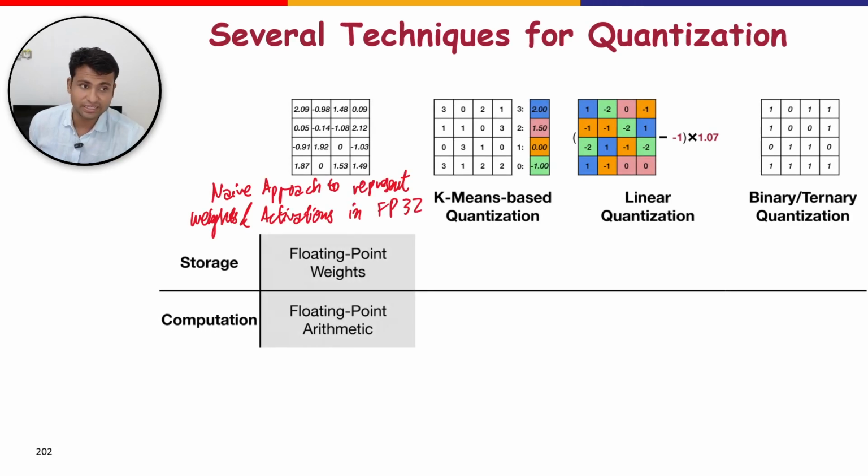There are several techniques for quantization, and in the naive approach, we just take 32-bit FP32 to represent our weights and activations. Activations is what we're referring to as the inputs coming into that layer, and weights is what we're multiplying that with, which is getting trained, right? So there are two things, weights and activations, and definitely the storage is going to be floating point, and the computations are also always going to be in floating point.